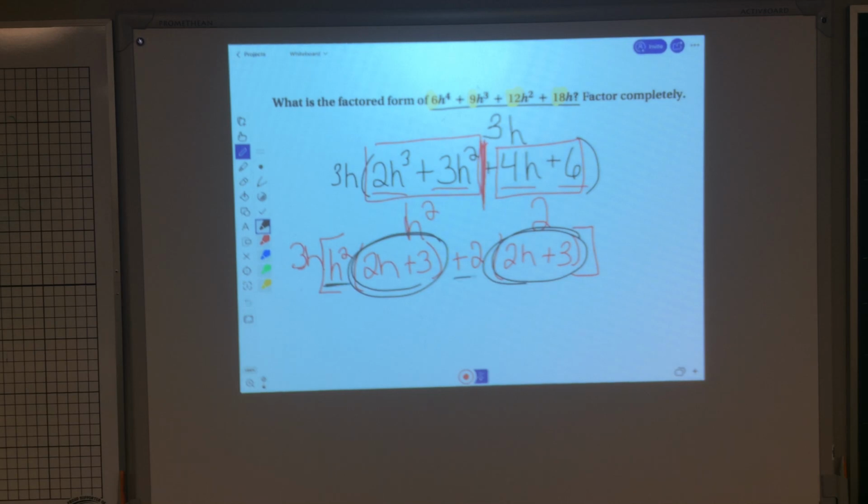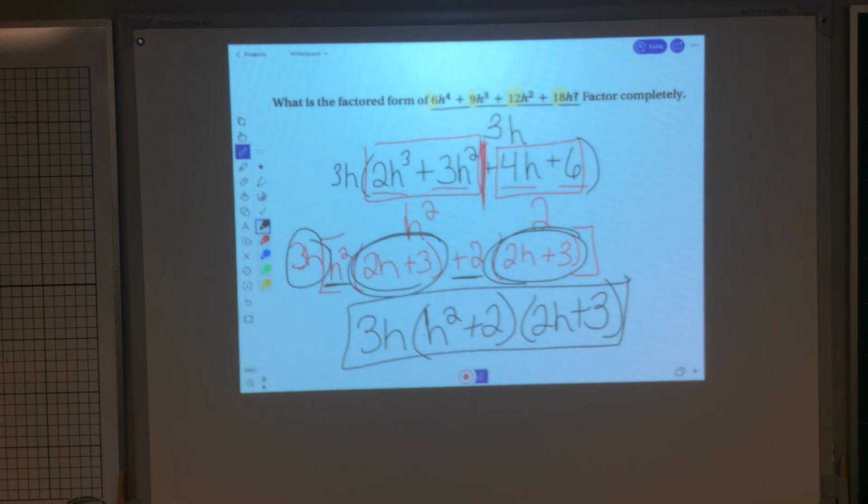So what's outside is one of my factors, but here again I need to remember I already factored out a 3h, so that's first. Then I write down those other two factors like we've been doing today, that h squared plus 2 and that 2h plus 3. If I check this first set of terms, it's h squared, but it's an addition problem, so there's my final answer.